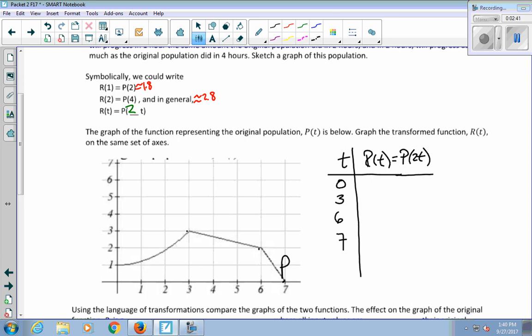Okay, so at 0, R of t is P of 2t. So t is 0. So 2 times 0 is still 0. So R of 0 is P of 0, so it's still 1. Now when t is 3, R of 3 is the same thing as P of 6. And then I can find the value of P of 6 by looking at my graph of P, right? I go up here and I get my y value is 2.